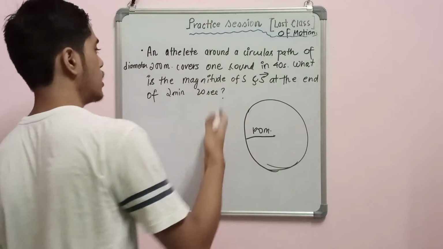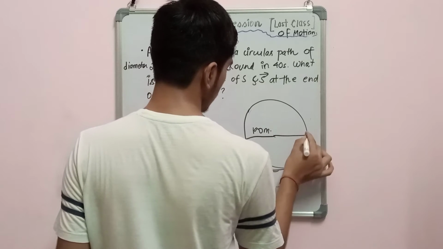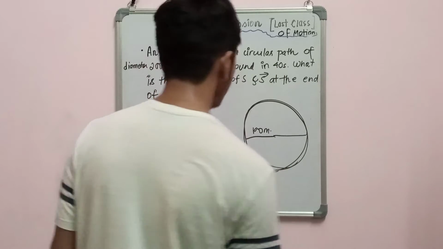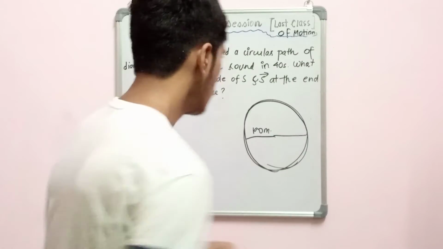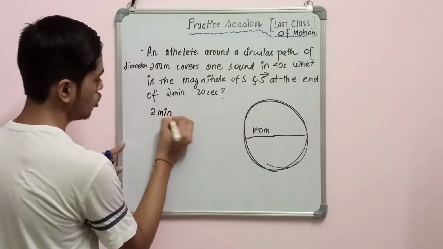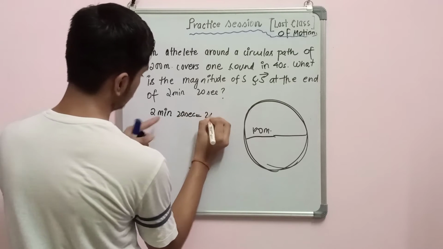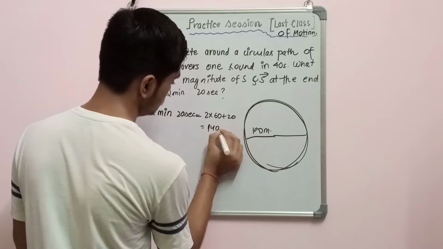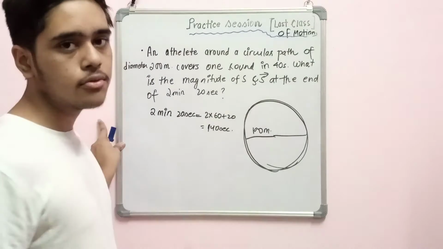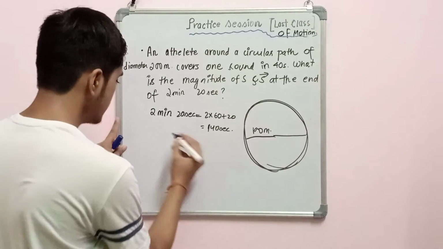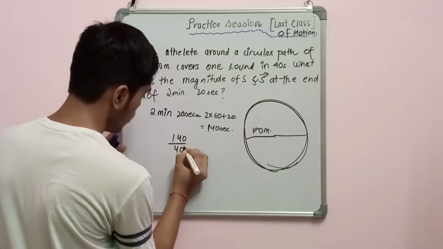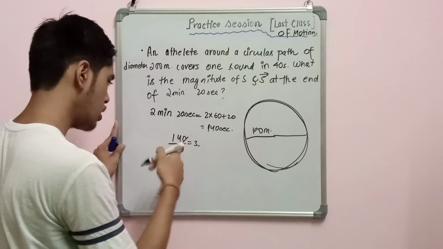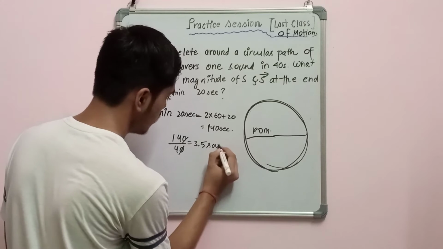200 upon 2 gives us 100, and it covers one complete round in 40 seconds. Now in 2 minutes 20 seconds, how many rounds will it complete? Let us convert: 2 minutes 20 seconds is 2 into 60 seconds plus 20, which equals 140 seconds. 40 seconds is one round, so in 140 seconds the rounds will be 140 upon 40, which gives 3.5 rounds.